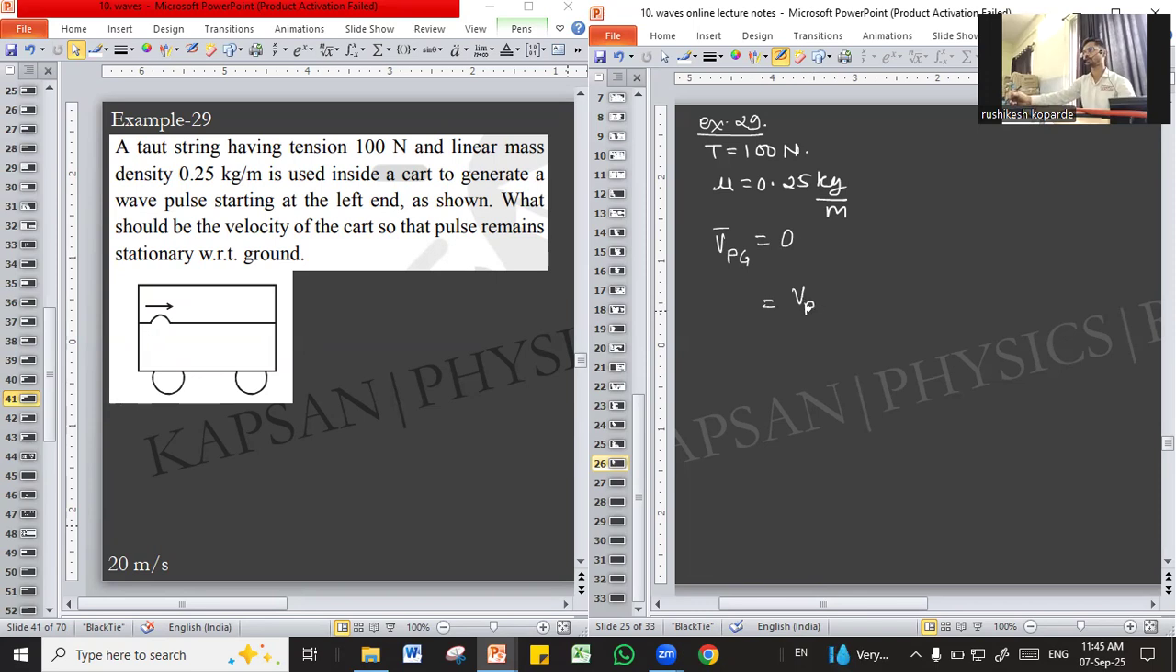So velocity of pulse with respect to ground means what?